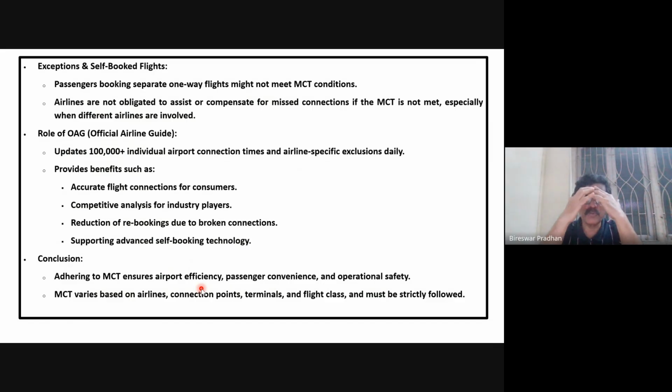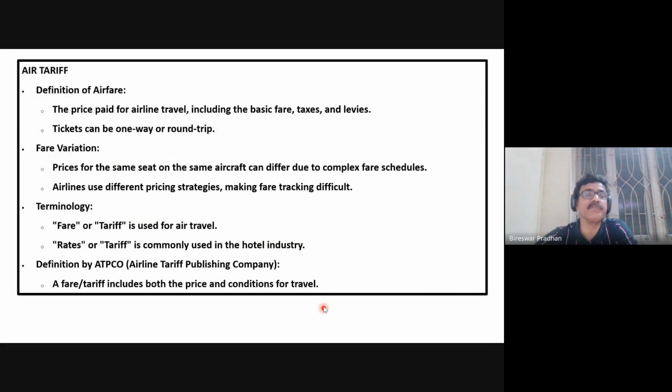MCT depends upon airport efficiency, passenger convenience and operational safety. MCT varies based on the airline, connection point, terminal and flight class, and must be strictly followed. So the travel agency should understand this and also inform the consumer or customer in advance.